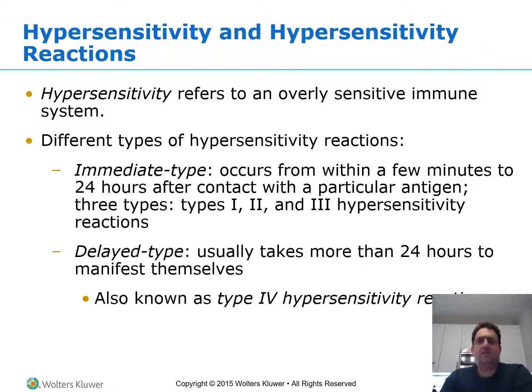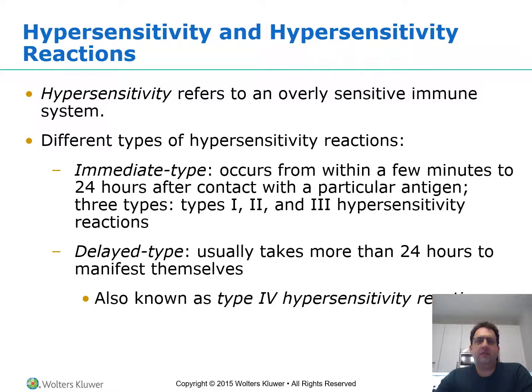Hypersensitivity reactions, basically, hypersensitivity is an immune system that's overreacting to a non-harmful pathogen. Well, not even a pathogen, a non-harmful antigen. And there are different types of hypersensitivity. Immediate type occurs either right away or within the first day after contact. We can say types 1, 2, and 3 are immediate or near immediate type.